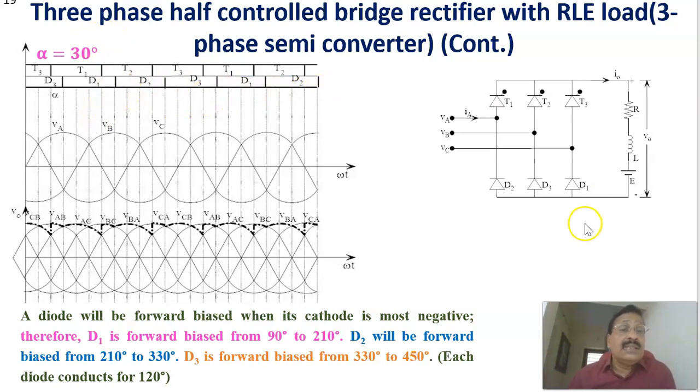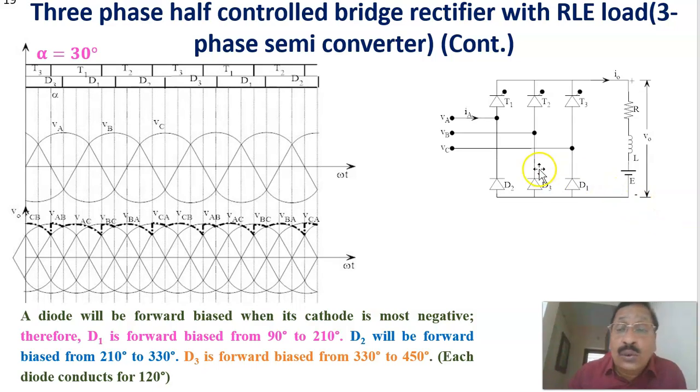Therefore, at any instant one SCR from the top and one diode will be conducting. Which SCR and diode pair is conducting varies from instant to instant, and based on that you get the line voltage. For example, when T1 is triggered, T1 and D1 are conducting. Phase A comes through T1 and phase C through D1, so the voltage here equals VAC.